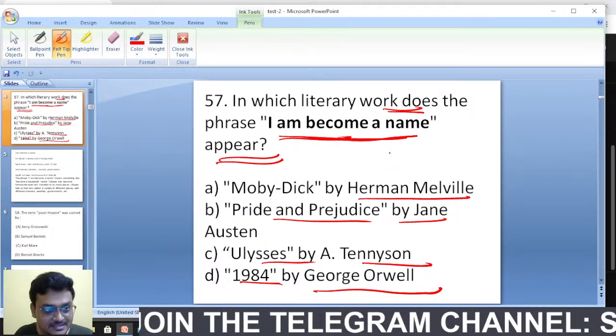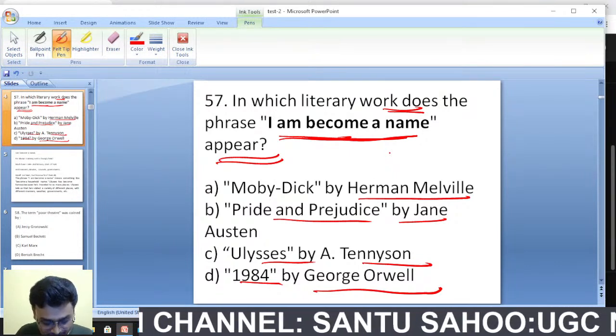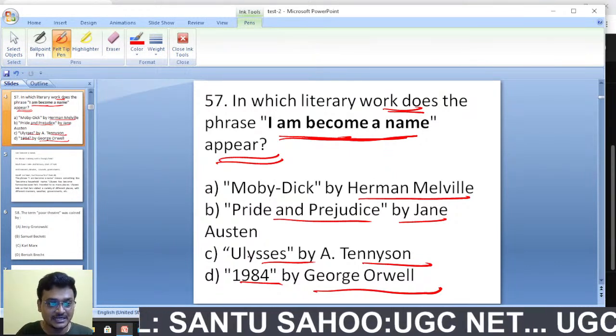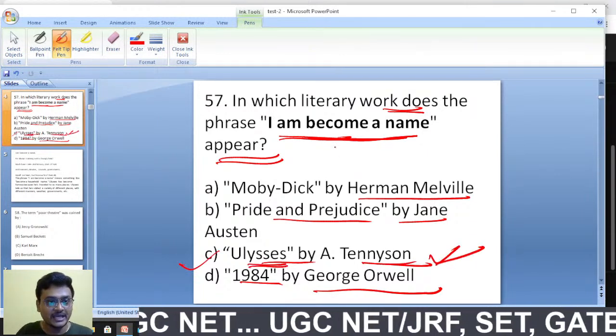So exactly, this is actually from Ulysses. Excellent, everyone. Excellent, Sucharita. Excellent, Anandita. Yes, exactly. These are lines from Ulysses by Alfred Lord Tennyson. Exactly: "I am become a name."